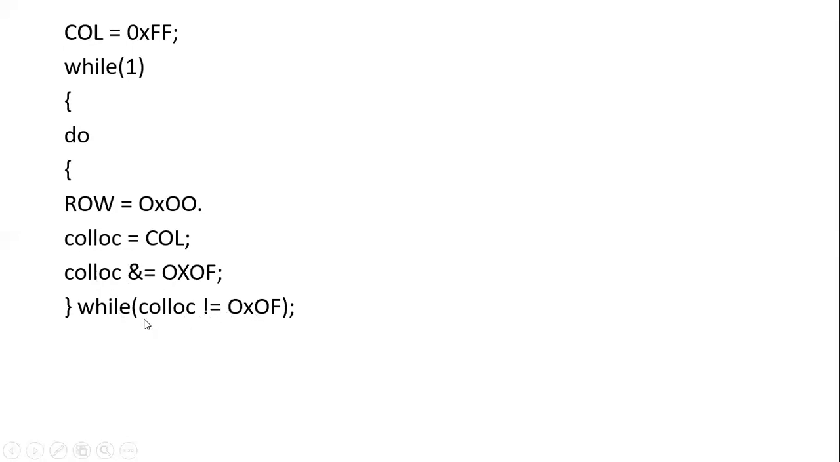So now you see that while the column location is not equal to 0x0F, you stay here, isn't it? You stay here. Again, you do and you continue to check it. When it is equal, that means the previous key has been released, then we will come out. After that, what is the next step? Next, when you come to the next step, it means that all your keys are released, and some key presses we are going to detect, isn't it?